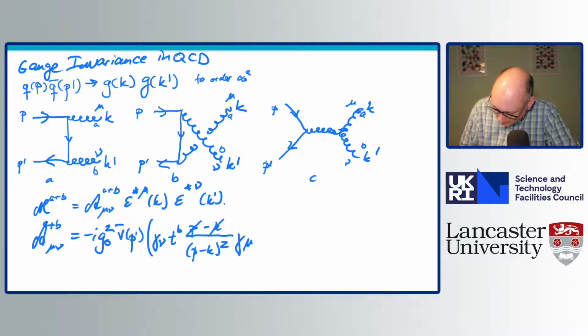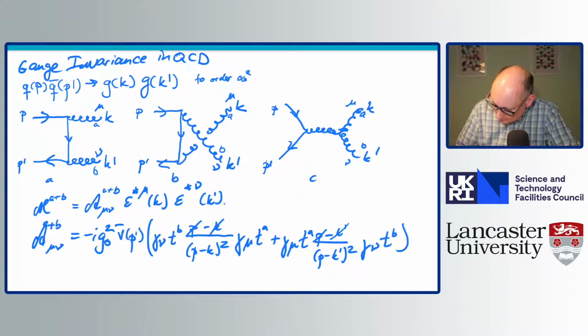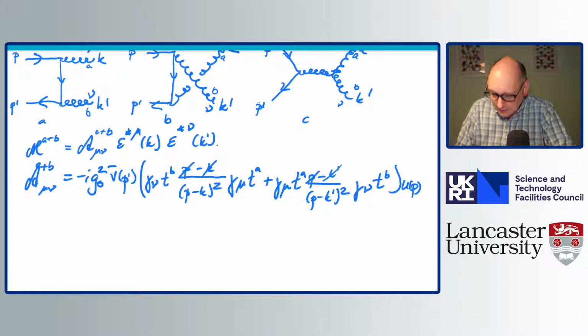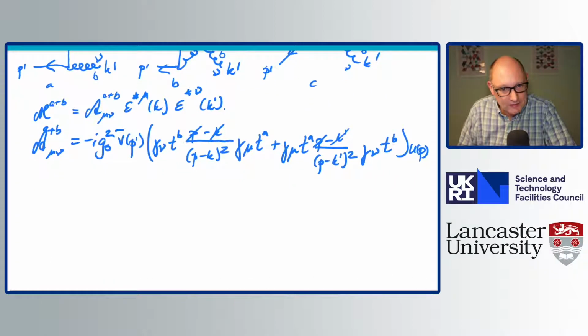And then here we have also a T^A. Now, diagram B would again give us a v bar of p prime. Then the first bit would be a gamma mu, then there would be a T^A. Then there would be a propagator, which in this case is p prime minus k prime, and then there will be a gamma nu and a T^B. And then finally, u of p. Now, that's just as in QED, except now we have the T^B's in there. They would not be in there in QED. And let's see what effect that has.